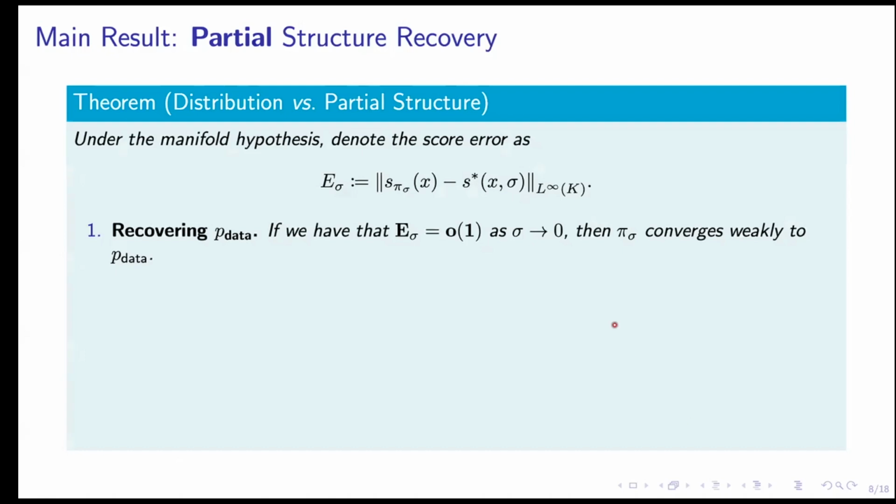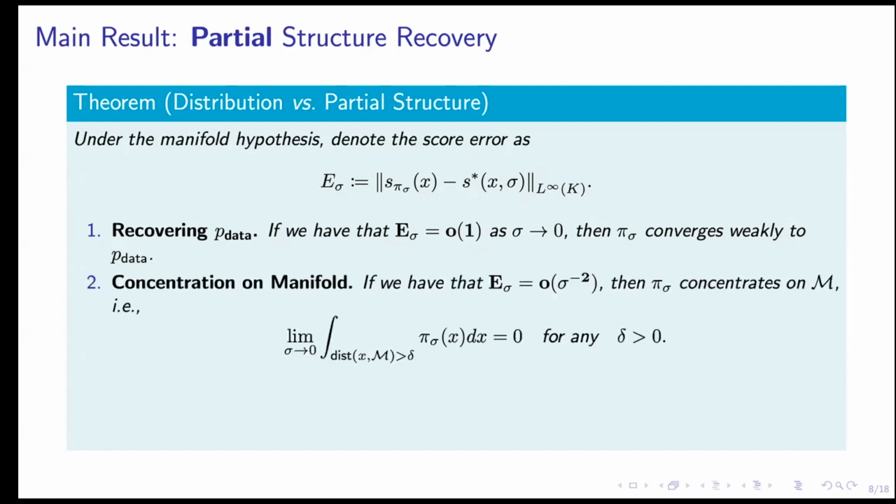It reads as follows. If we denote the score error as E sigma, the difference between the score of our recovered distribution and the ground truth distribution, and E sigma is small o(1), then as sigma goes to 0, the distribution converges weakly to P sigma. So in this case, we are successfully recovering P data.